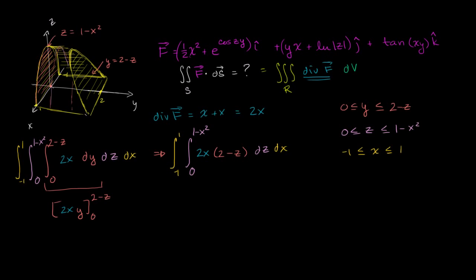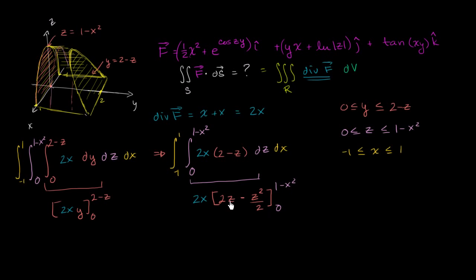So this piece right over here, I'll do it in z's color. Actually, I'll leave the 2x out front of the whole thing. It's going to be 2x times, so the antiderivative of this with respect to z is going to be 2z. Antiderivative of this is negative z squared over 2. And we are going to evaluate this from 0 to 1 minus x squared.